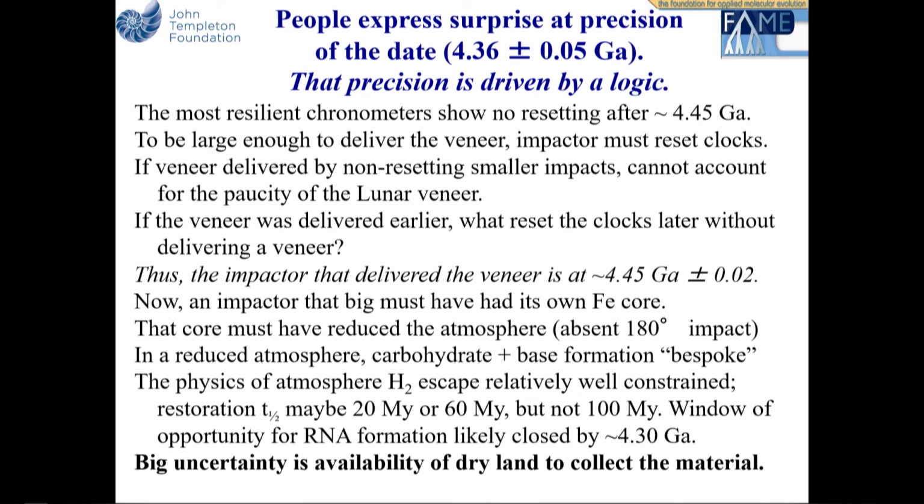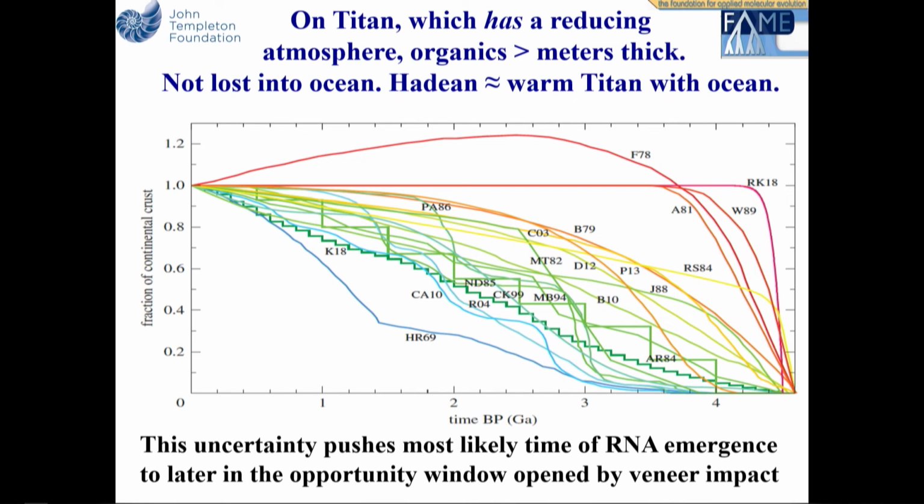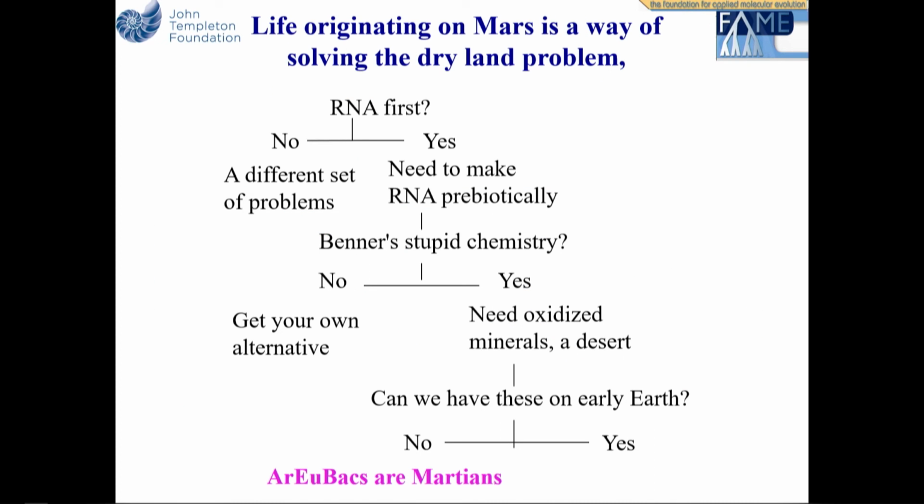Of course, unfortunately, the big uncertainty is the availability of dry land to collect the material. I just put here all of the various models associated with the formation of dry land. The time scale is in the reverse direction here, the oldest time is to your right. Some models say we had about the modern level of dry land quickly, some very slowly. But this uncertainty is what's pushing the most likely time of RNA emergence later in the opportunity window opened by the veneer creating impact. So the notion of life originating on Mars, which you heard about a minute ago, is a way of solving the dry land problem that we can't.